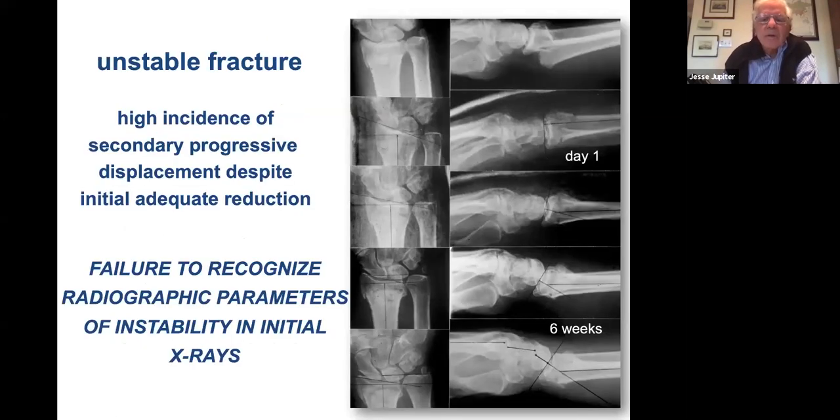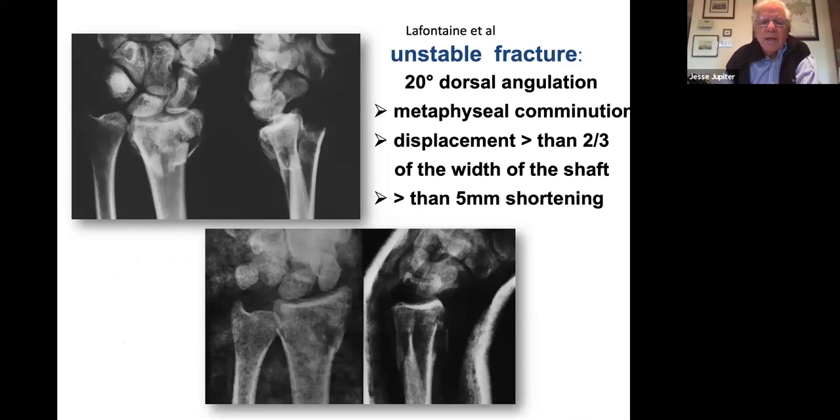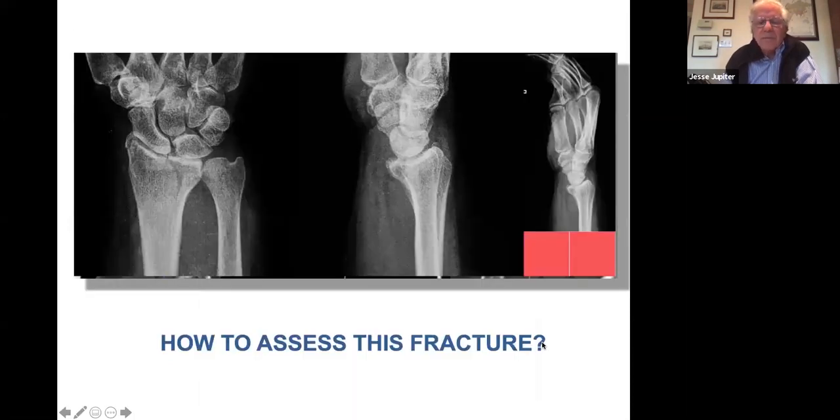I think the real reason is to try to figure out which is an unstable pattern, which won't do well with a cast per se, if you're trying to preserve anatomy. And for difficult fractures, we know that when they've got a good deal of instability patterns, they won't hold very well, even if you get, as illustrated here, a very nice initial reduction.